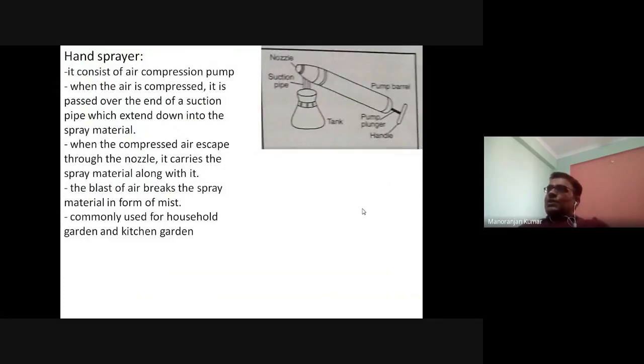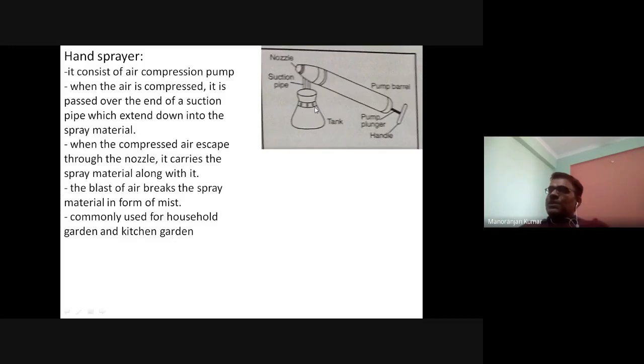It consists of an air compression pump. When the air is compressed, it is passed over the end of a suction pipe which extends down into the spray material. In the tank, spray material is kept. When the compressed air escapes through the nozzle, it carries the spray material along with it. The blast of air breaks the spray material into the form of mist.